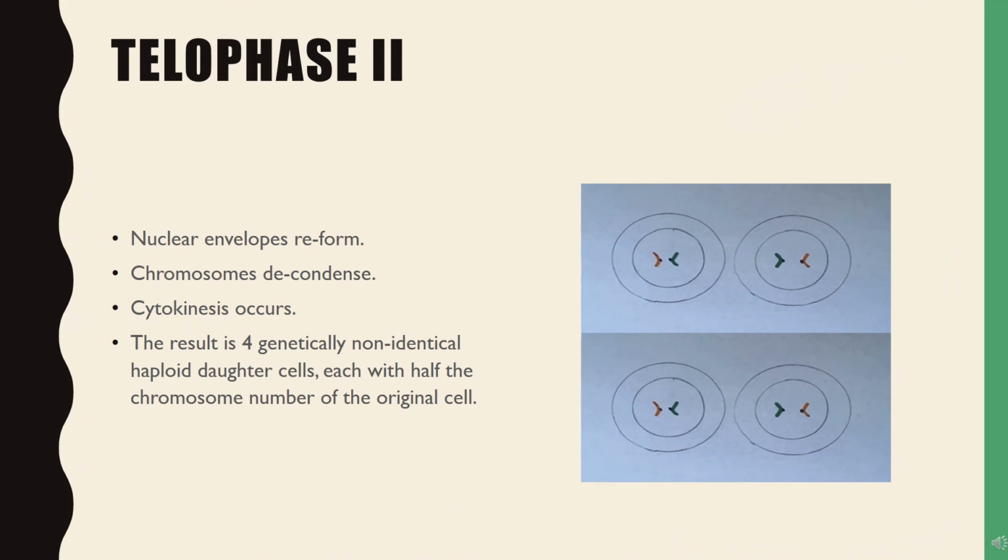Finally, telophase 2 occurs. Like telophase 1, the nuclear envelopes reform and the chromosomes decondense. Cytokinesis then occurs. The result of meiosis is 4 genetically non-identical cells, each with half the number of chromosomes as the original cell.